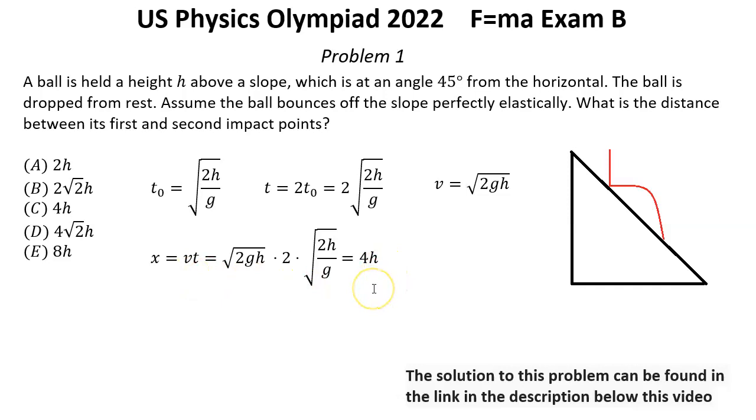And last step is to find the distance. Distance will be square root from 2x or 4 square root from 2h. That's answer D, and that was solution for problem number 1.